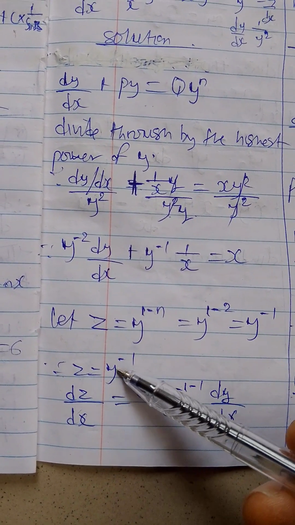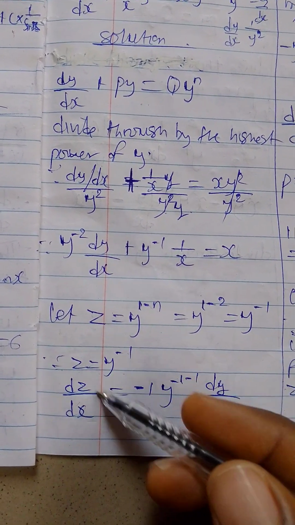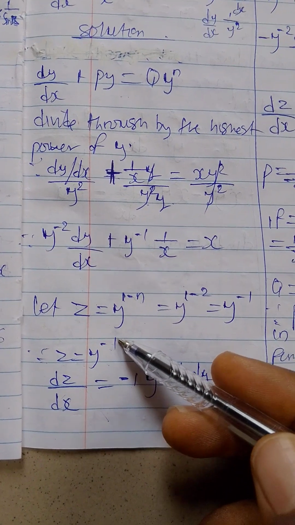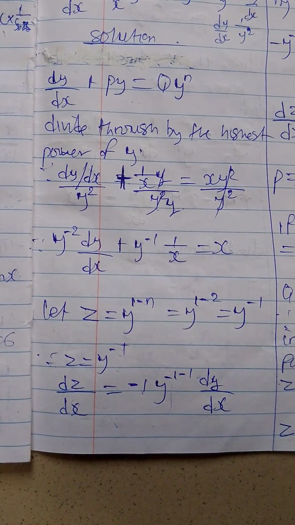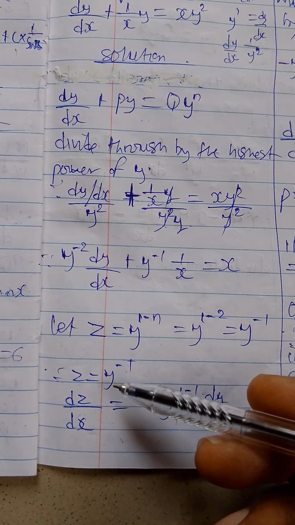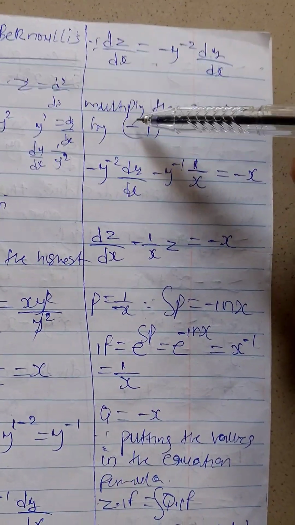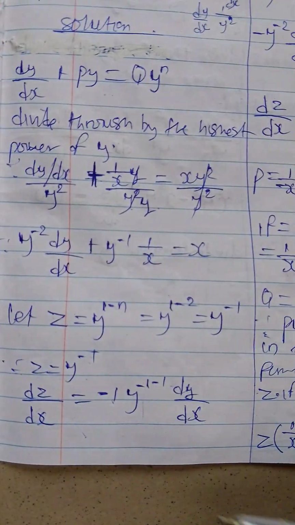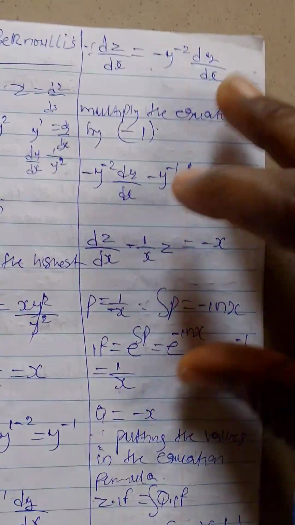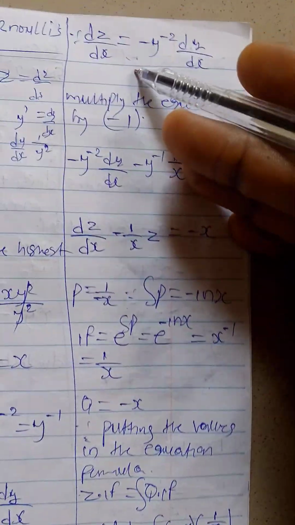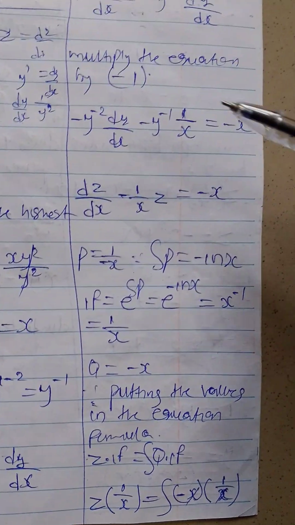So dz/dx is equal to the derivative of y raised to minus 1. The power moves down, that becomes minus 1 times y raised to power minus 1 minus 1, since differentiation always reduces the power by 1, then times dy/dx. So minus 1 minus 1 gives you minus 2. Therefore dz/dx is equal to minus y raised to minus 2 dy/dx. After doing that, what do you do?